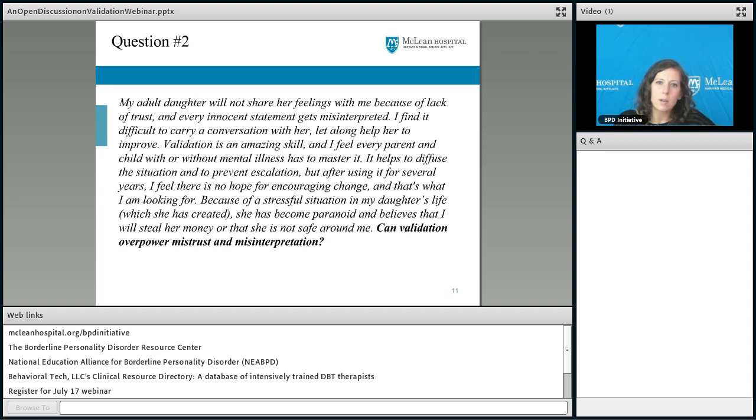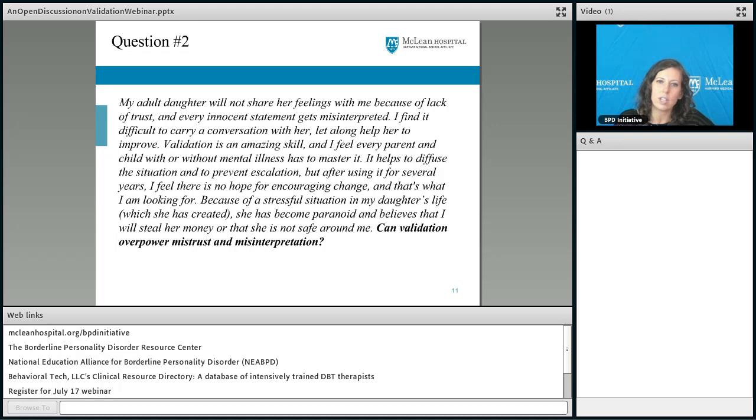So the next question, there was a little bit of background, but I'm going to skip down to the question, which was, can validation overpower mistrust and misinterpretation? This is really an excellent question, and this can be one of the hardest situations for parents or partners or friends to validate, because you're caught here. You don't want to validate the invalid, okay?